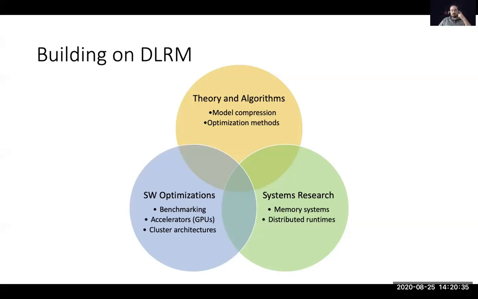We can look at system research, design new memory systems, and consider alternative storage, such as non-volatile memory storage. We can look at distributed runtimes that perform automatic parallelizations and facilitate the type of distribution that Devatra discussed in earlier slides. And of course, we can look at software optimizations, which make these models and underlying operators run faster on cluster architectures, on GPUs, and other different accelerators. And we are going to show some of these algorithms in the next slide.